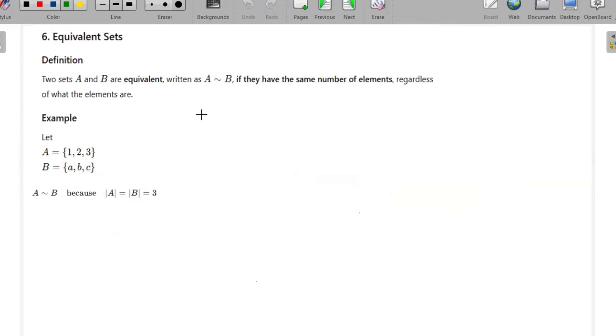Okay, so when you talk about equal sets, it means those two sets contain the same exact things. But when we say equivalent sets, we mean that those two sets can contain different elements or different members, okay? But as long as the number of members in those sets is the same, then we're going to say they're equivalent.